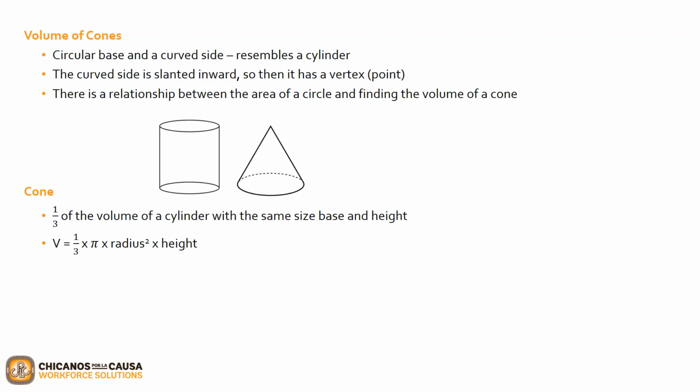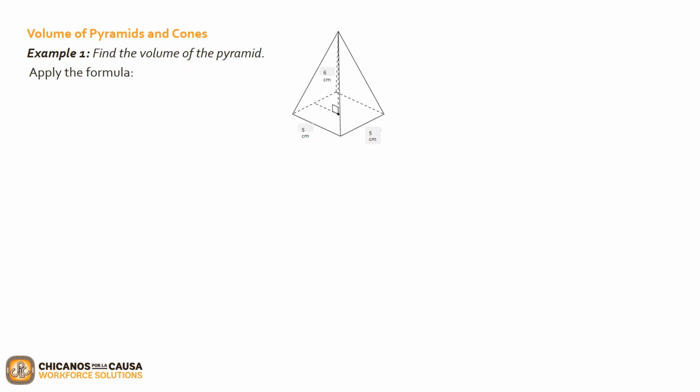So let's practice a little bit. I gave you the formulas to find the volumes for pyramids and cones. For example 1, let's find the volume of the pyramid. We're going to apply the formula, which is 1/3 base times height.